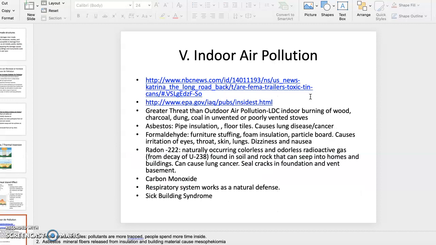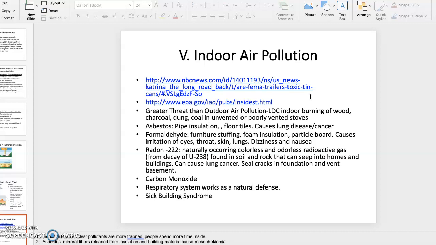Indoor air pollutants, so they're going to be greater than the outdoor air pollution. You're going to see asbestos. This is in pipe, insulation, floor tiles. Causes are going to be lung disease and cancer. Formaldehyde, furniture stuffing, foam insulation, particle board. The causes are going to be irritation of eyes, throat, skin, lungs, and it's going to create dizziness and nausea.